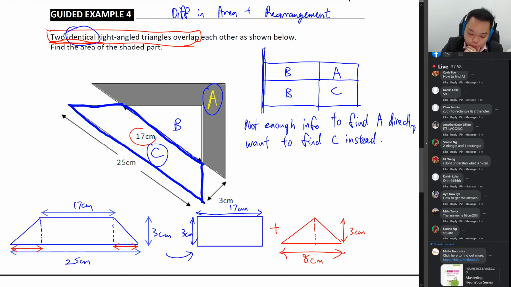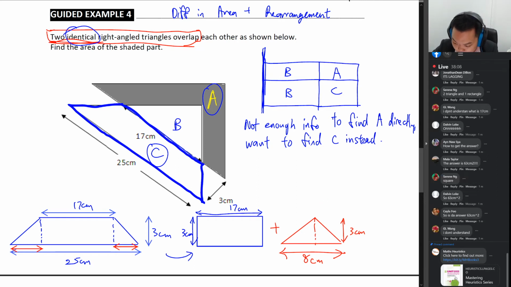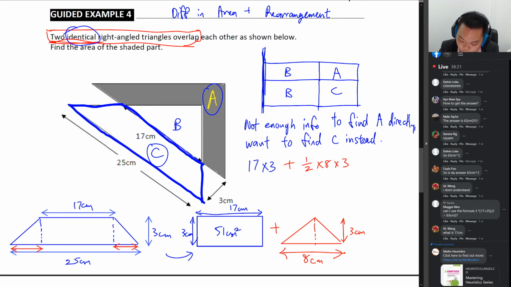(17 cm) is this length over here. Okay. So once you know all this already, the area of C can be found rather easily. That would just be 17 times 3, 51 cm squared, plus the area of the triangle, which will be half times 8 times 3. So that will give you 12 cm squared over here, for a total of 63 cm squared. Okay, so the answer here will be 63 cm squared.